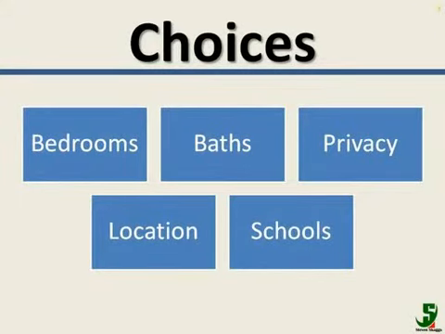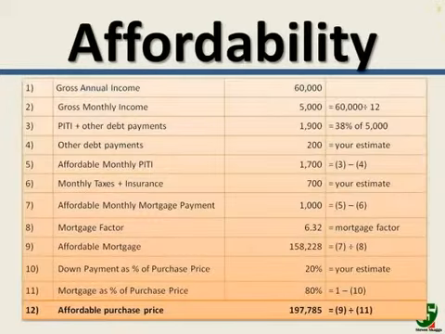While there are a number of choices you must make that are not listed here, this page shows the choices that often influence which home will be purchased. How many bedrooms and baths will you want? How much privacy do you desire? What location is best for you? Is it near your work? And how are the schools in the area? How much can you afford?